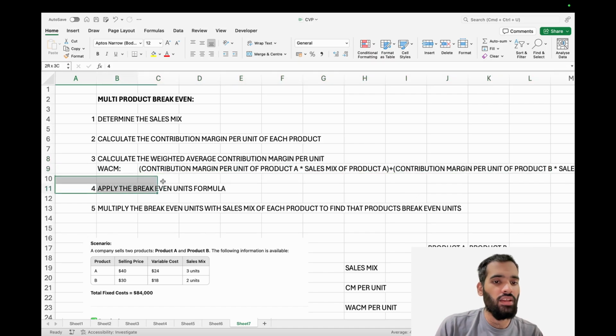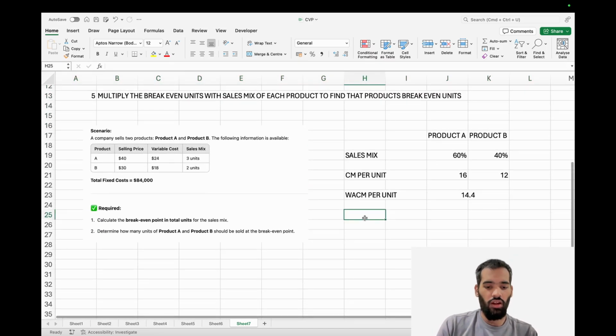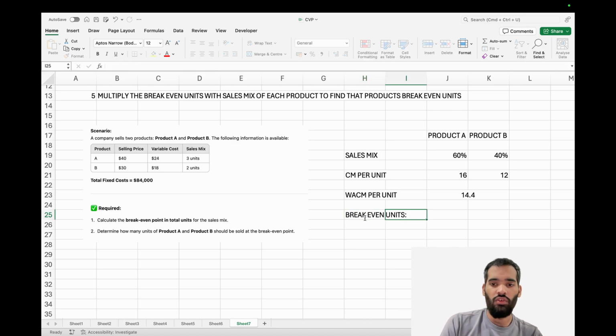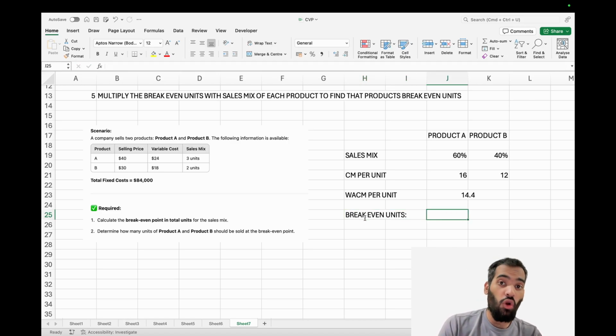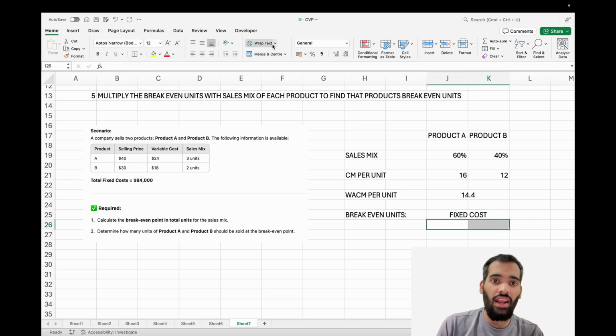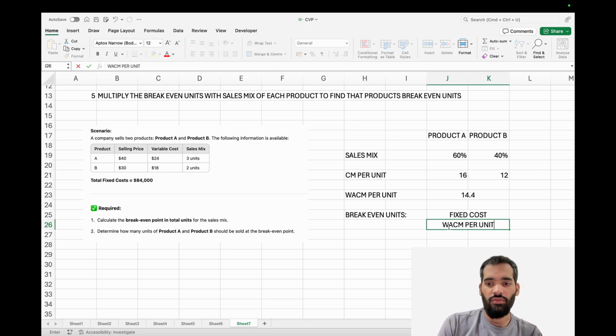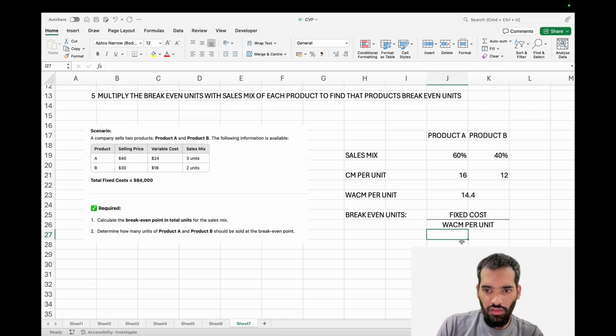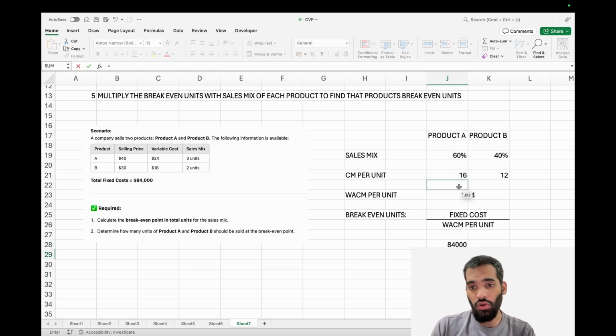Now, step number 4 is to apply the break-even units formula. So let's do that. Break-even units formula, which was fixed cost divided by contribution margin per unit. So let me just write the formula for you, just so you can recall this. Fixed cost divided by contribution margin per unit. But because this is multi-product, instead of saying contribution margin per unit, we'll say weighted average contribution margin per unit. So if we want to solve this, what is the fixed cost? It's 84,000. Divide by the weighted average contribution margin per unit, of course, which is 14.4.